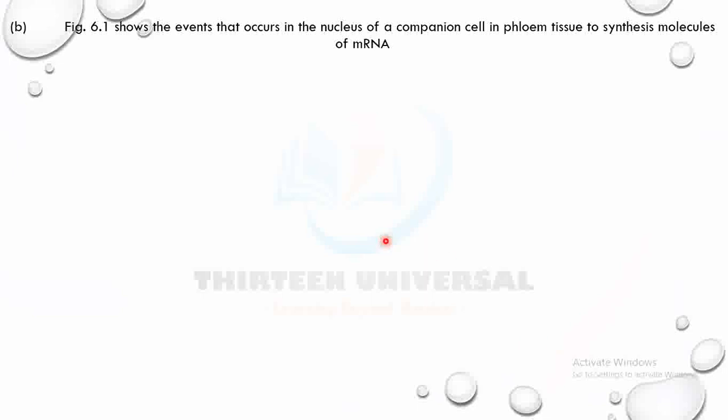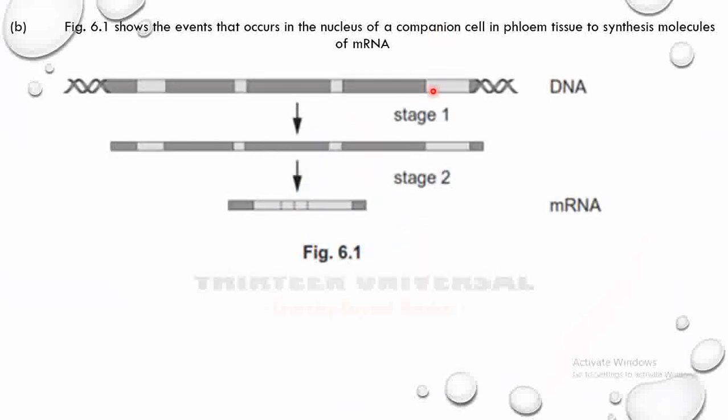Just 3 marks. Fig 6.1 shows the events that occur in the nucleus of a companion cell in phloem tissue to synthesize molecules of mRNA. You can see what's happening here. This is DNA, undergoing this reaction to give us another strand of molecule. This molecule undergoes another process to give us this functional messenger RNA. So what is happening from here to here, and from here to here?